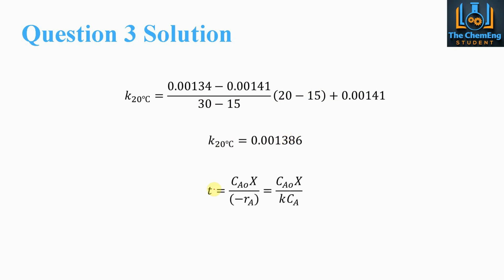Now we know that the time will be equal to the initial concentration Ca0 multiplied by the conversion, divided by the reaction rate. So we can replace minus Ra with our rate constant multiplied by our concentration of A. That's the final concentration of A.